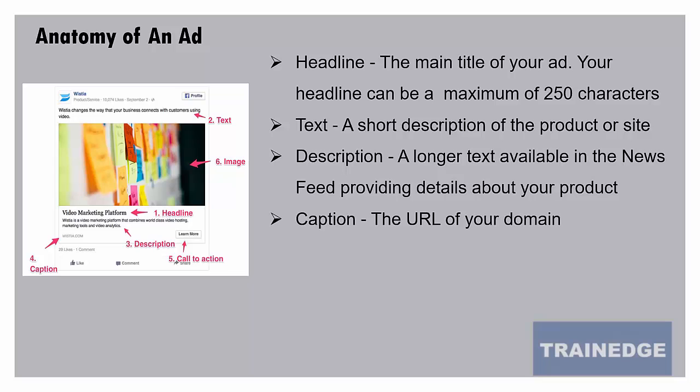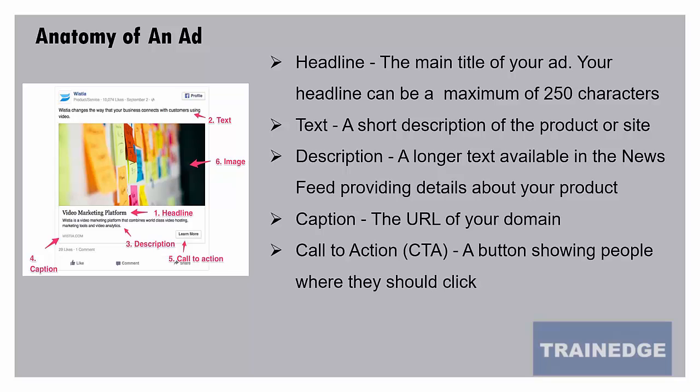You can add a caption which is going to be the URL of your domain, and you can add a call to action which is a button showing people where they should click, and you can give it a title that tells them what to do and why they should click it. So here you can see it is learn more. So you learn more about this ad platform or this video marketing platform called Wistia.